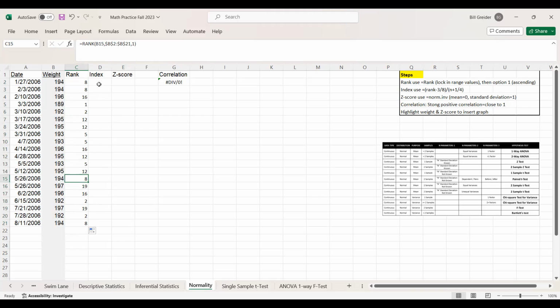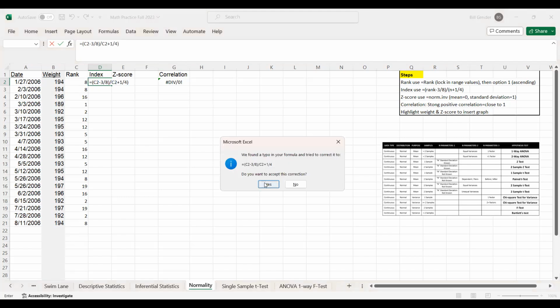And then index is equals, and parentheses, the rank, minus 3/8, the formula, parentheses, divided by the rank, plus 1/4. That's the formula. It's right there on the steps. You can see it. Hit enter.